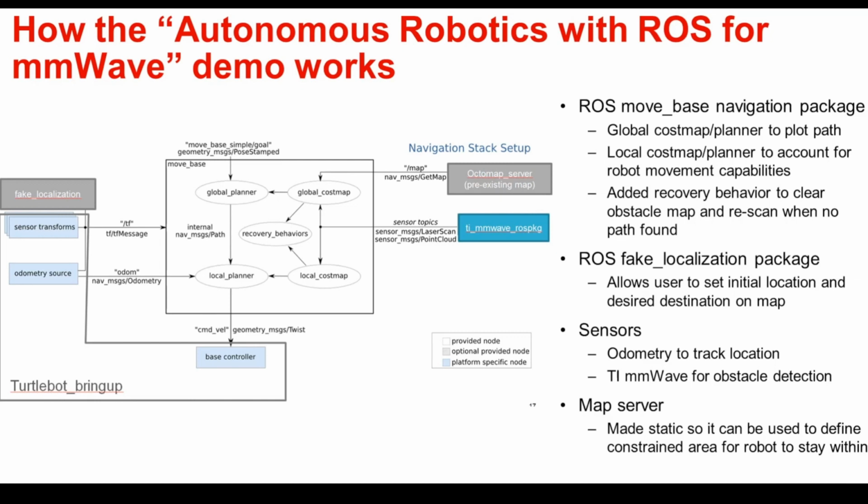The ROS fake localization package, shown in the upper left of the figure, was used to allow users to set the initial location and desired destination on the map for the demo.